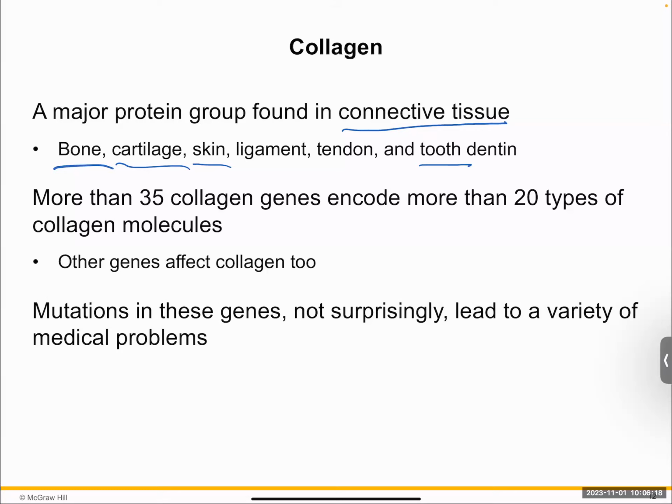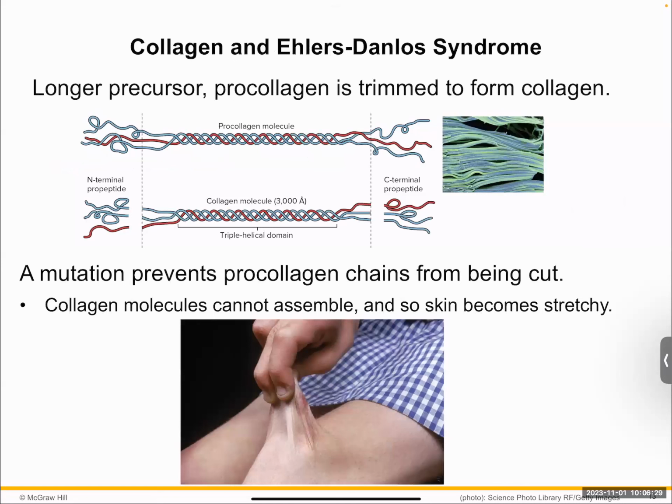Now, if you have mutations in the genes for collagen, you can cause major problems, right? Because it's found in quite a few of your tissues. Now, we're not going to touch upon all of the medical conditions. I want to mention three main ones that I had listed before. Ehlers-Danlos syndrome is one of the major ones, which I think will help you visualize it.